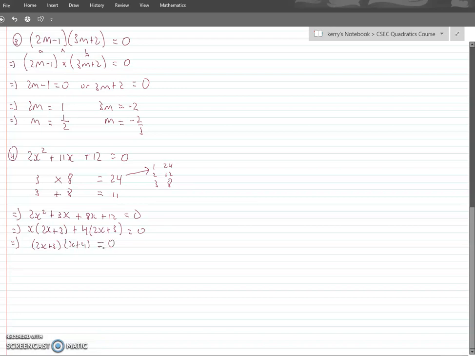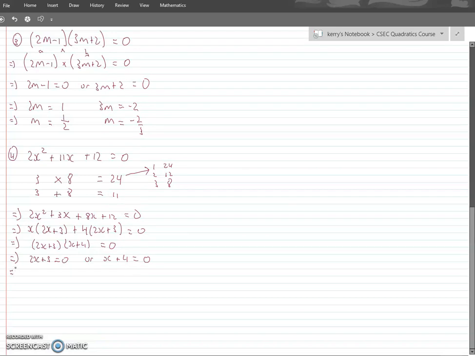Now this is where we could solve. In the last sets of questions, we couldn't solve because it was an expression, right? It had nothing equal to 0. But in this case, we have it equal to 0. So now what we have to do, either the contents of the first bracket is equal to 0. So either 2x plus 3 is equal to 0 or x plus 4 is equal to 0.